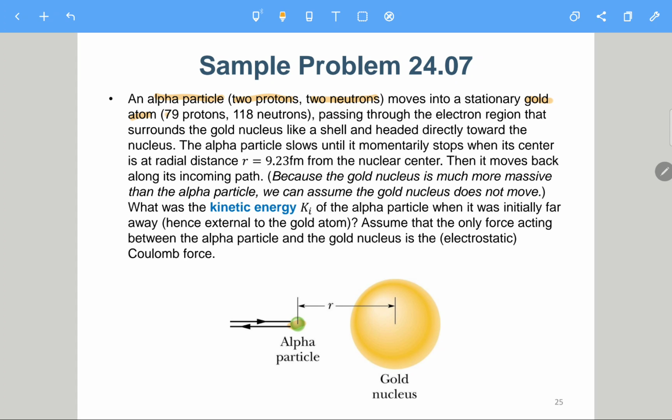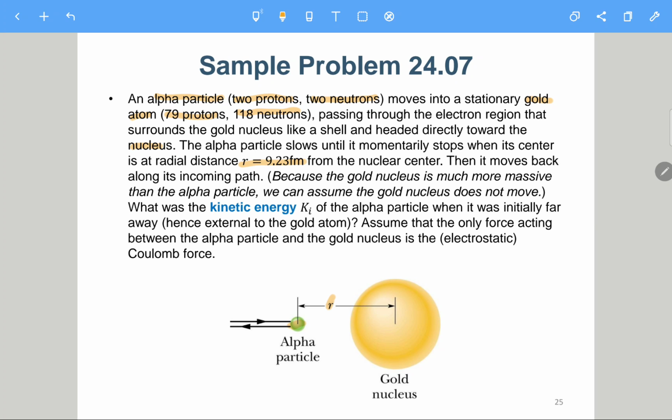So there are 79 protons and 118 neutrons. So passing through the electron region that surrounds the gold nucleus like a shell and headed directly toward the nucleus. So the alpha particle slows until it momentarily stops when it's at radius r from the nucleus center. So R.